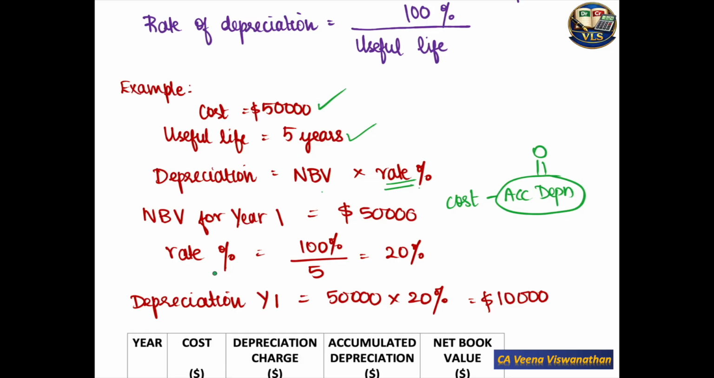Now, what is my rate percentage here? It is 100% divided by 5 years. So, basically, it is 20%. Hence, the depreciation for the first year would be 50,000 into 20%, that is 10,000.